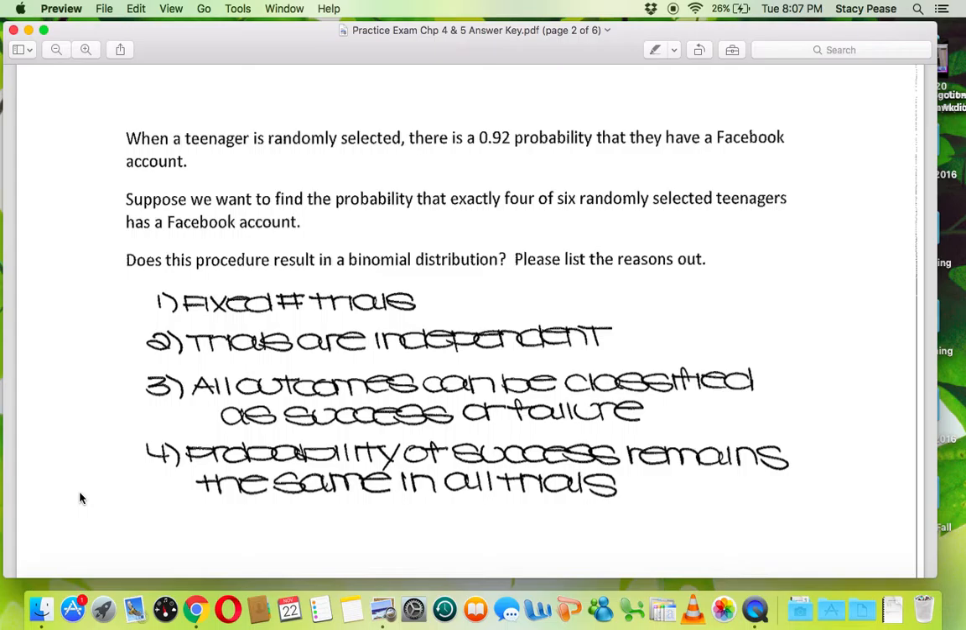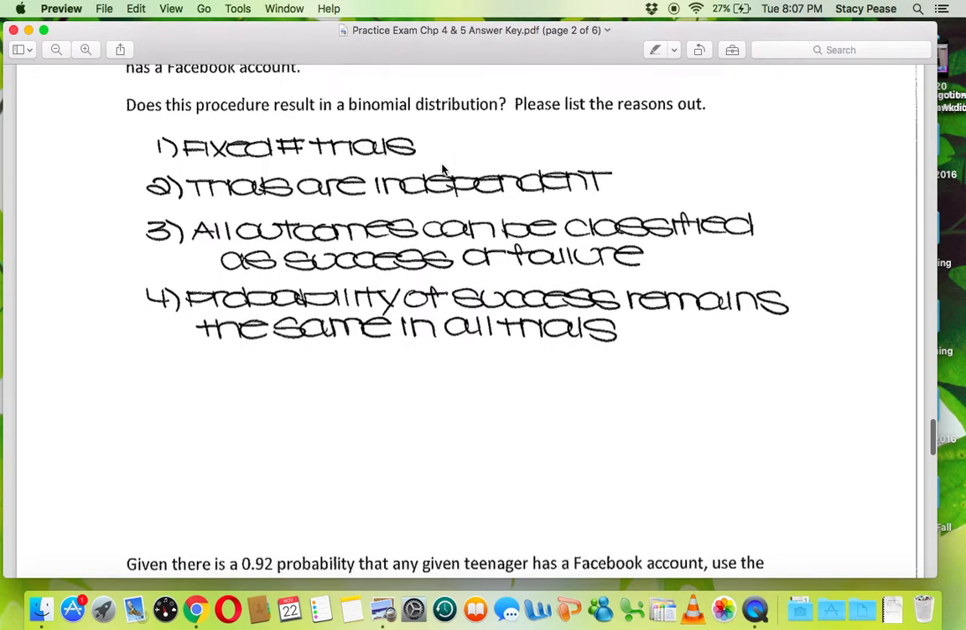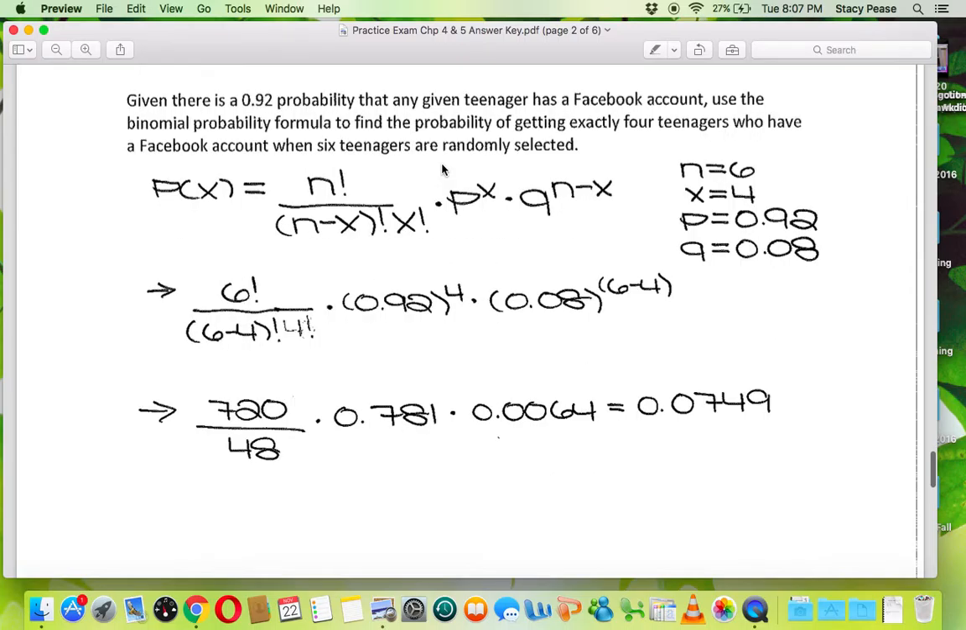So success would be that they have the account, and failure would be that they don't. And the fourth reason, the probability of success remains the same in all trials. And that probability of success is actually given to us in the problem as 0.92. Okay, so now that we've determined that we do in fact have a binomial, now we're actually going to solve this equation for our binomial.